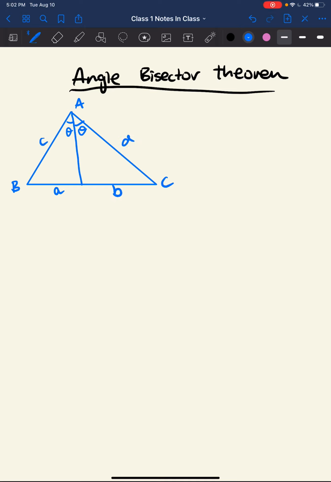Okay, so in this triangle, we have these 2 thetas. A is a length, B is also a length, C and D are the lengths of this part and this part. So this is a triangle, and the angle bisector theorem basically states that C over A equals D over B. Just to clarify, this C right here is a length. So the angle bisector theorem, even though it sounds like it is about angles, is actually about all 4 of these lengths of the triangle. So C over A equals D over B.